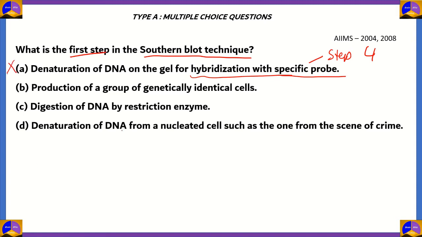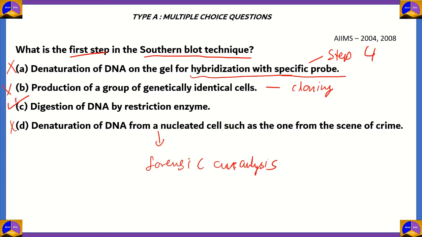If you look at option D, denaturation of DNA from a nucleated cell, such as the one from the scene of a crime, then option D is incorrect because this is used for forensic analysis. It's a part of forensic analysis. So option D is incorrect. If you look at option B, production of a group of genetically identical cells, this is what we call cloning, so therefore option B is incorrect.